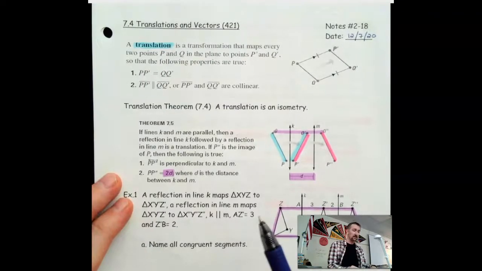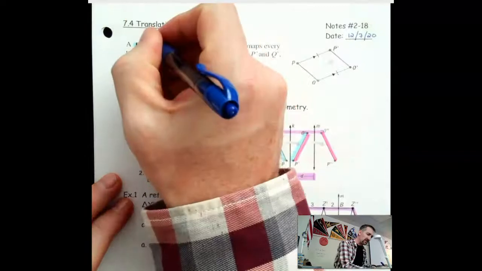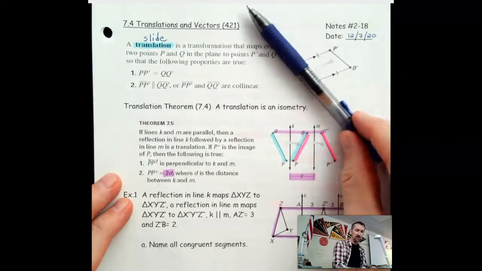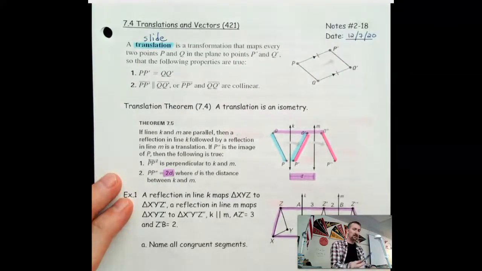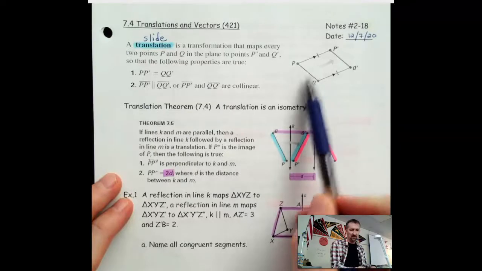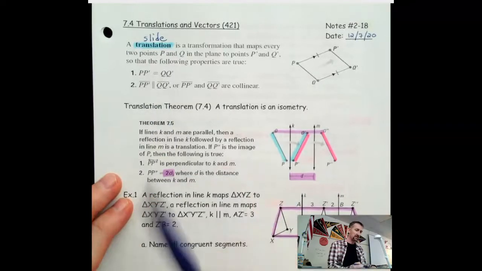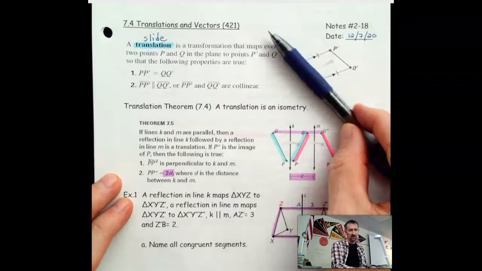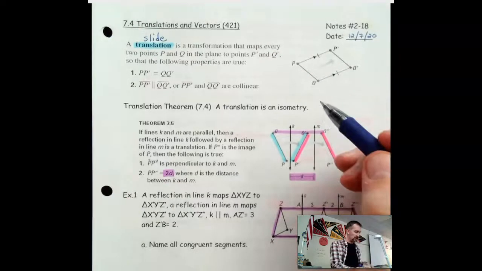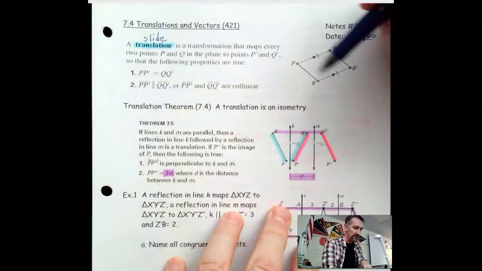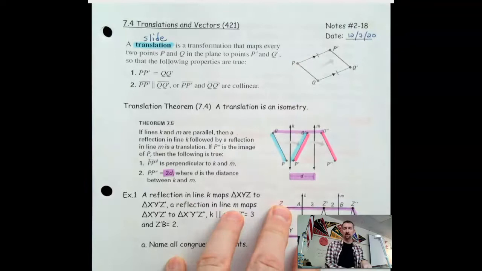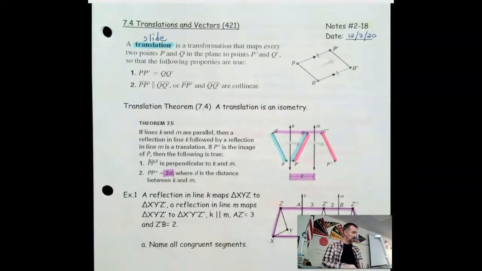All right. So the slang term for this is a slide. We're going to take this and we're going to slide it over here. So all the points move the same distance and they move parallel to each other. That's what this is saying. Or if you slide it this way, it'll be collinear. So if we were to slide PQ directly along that same line, it would be collinear. So that would be a special case.